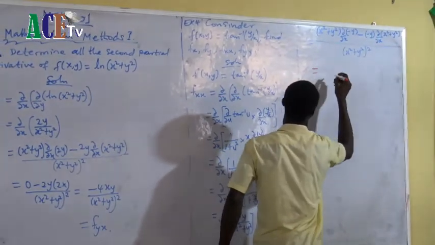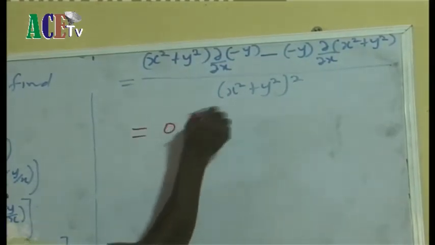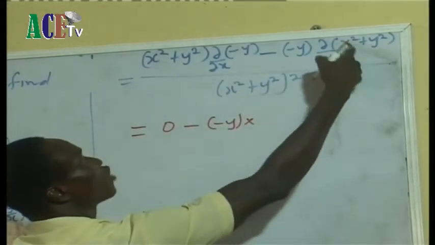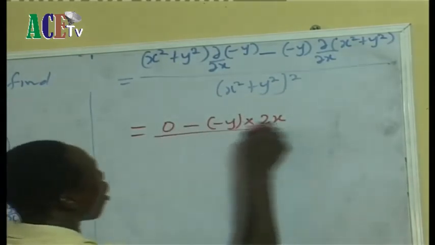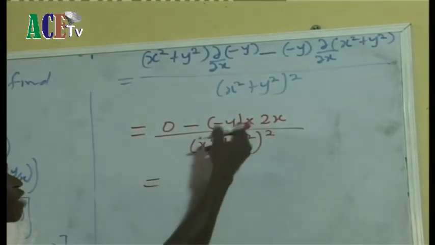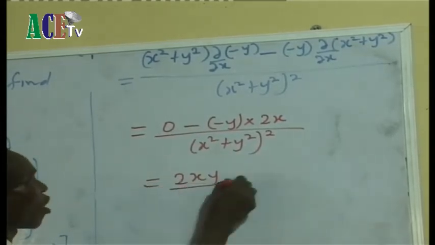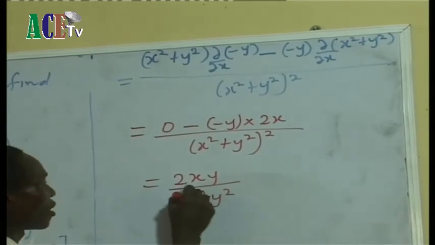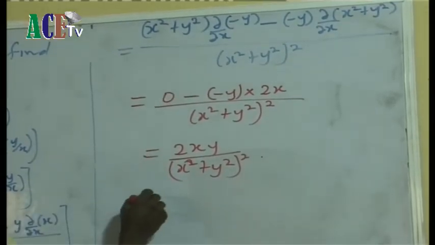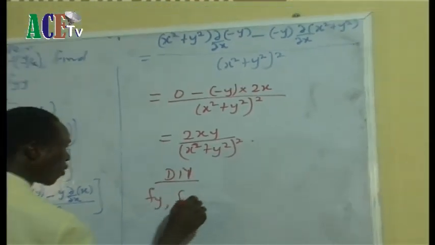This one will be zero. There is no x here. All this one will be zero. Zero minus minus y times, by differentiating this one with respect to x, it will give me 2x all upon x squared plus y squared, everything squared. Then if I open this bracket, minus times minus will be plus. 2xy all upon x squared plus y squared, everything raised to power 2. And that is f of xy. Now, do it yourself on this, f of yx and f of yy.